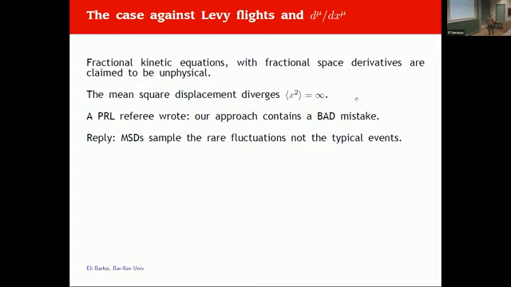Then we had, of course, also a very bad referee. They say, oh, the case against Levy-type fractional derivatives is well known, and that is that fractional kinetics with fractional space derivatives claim to be non-physical in the following sense. The mean square displacement diverges, but obviously for the random walk, the mean square displacement has to be finite. Nothing diverges there because you have these waiting times. So what is happening here? You have the rare fluctuations in this left tail, and you need to treat them very carefully. The equation breaks down in the far left tail, and this is the second work.